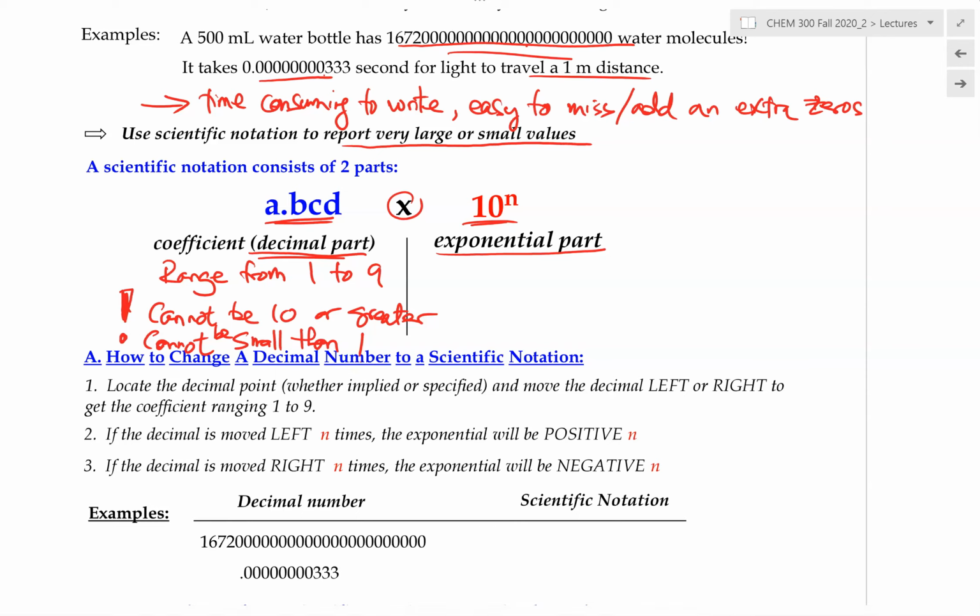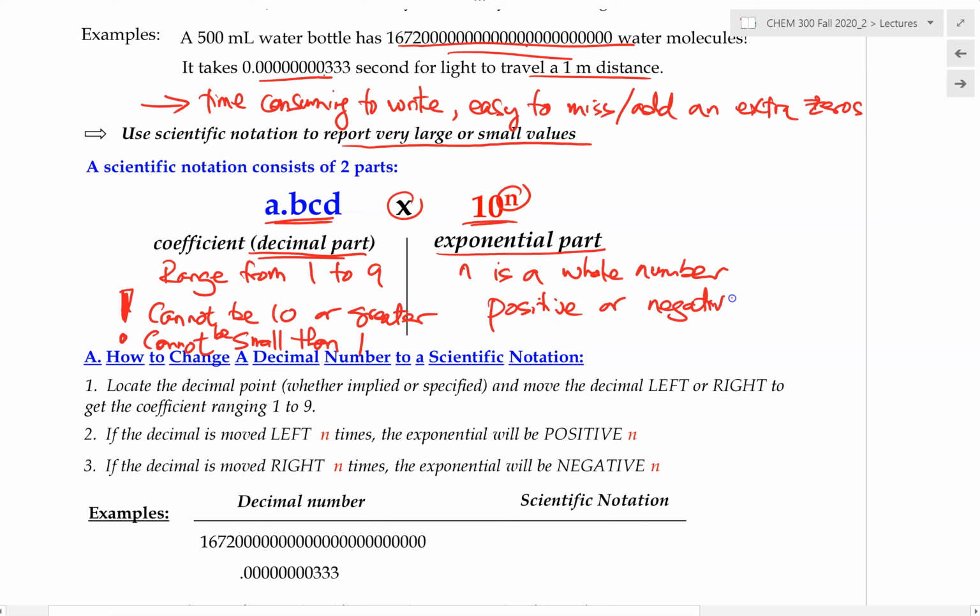Now moving on to the exponential part. This n right here is the exponent, and it has to be a whole number. It cannot be a decimal number, and it can be positive or negative.